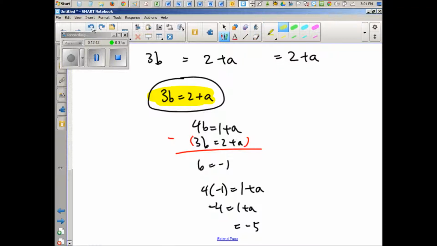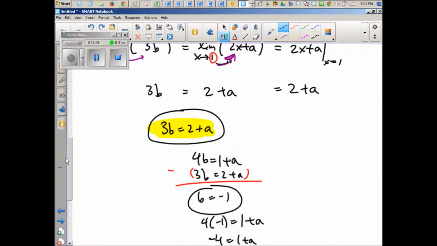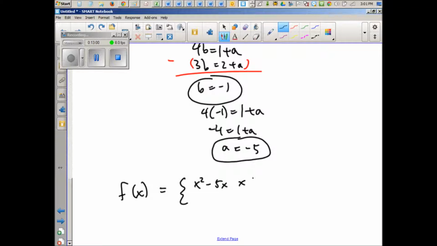All right, so what did we accomplish here? This is really cool. A is negative 5 and b is negative 1. So let's rewrite our functions. F of x was x squared plus ax. That looks like this when you plug in a equals negative 5. And remember, this is just for x greater than 1. We also have b equals negative 1, which means that this is going to be negative 1 minus 3x.